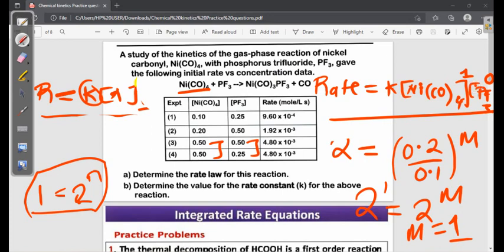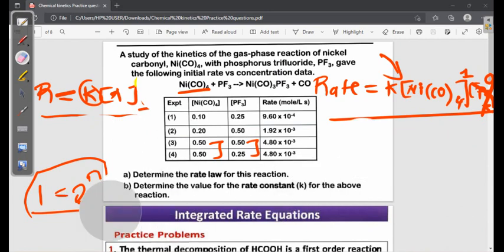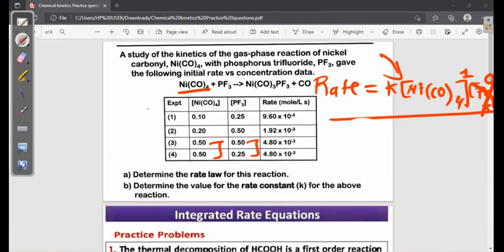Okay? If you want, don't show that. Just show the one that has got a power 1. So this is what we call your rate law. Any questions? And then they're asking for the rate constant. So you can now use any experiment of your choice to help you find the rate constant. What are we going to do?